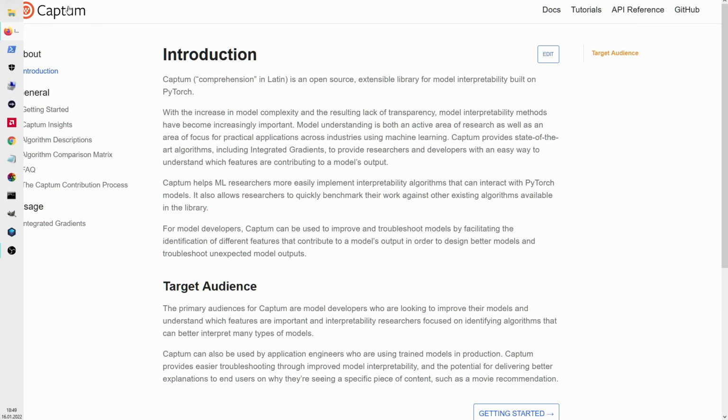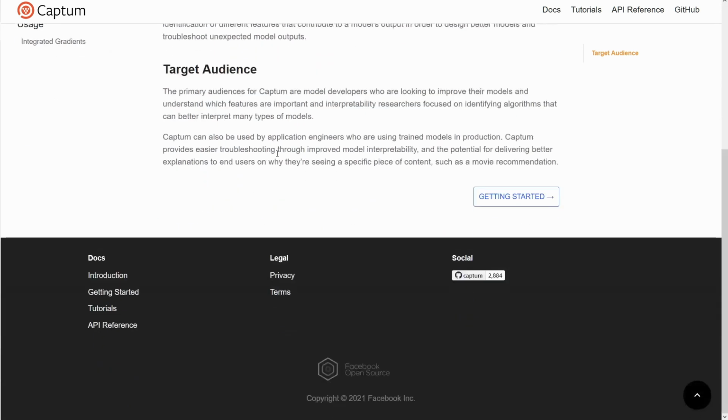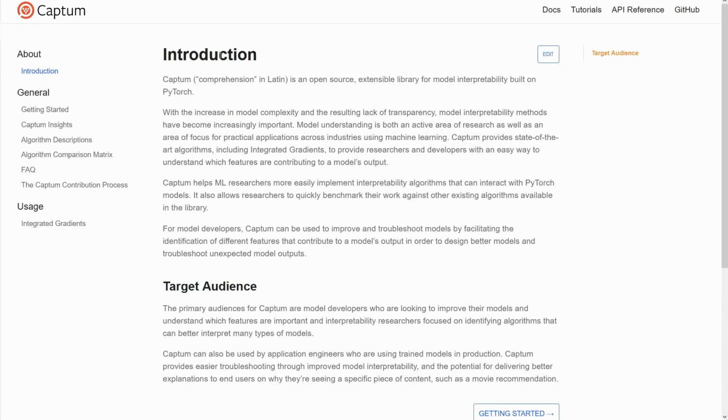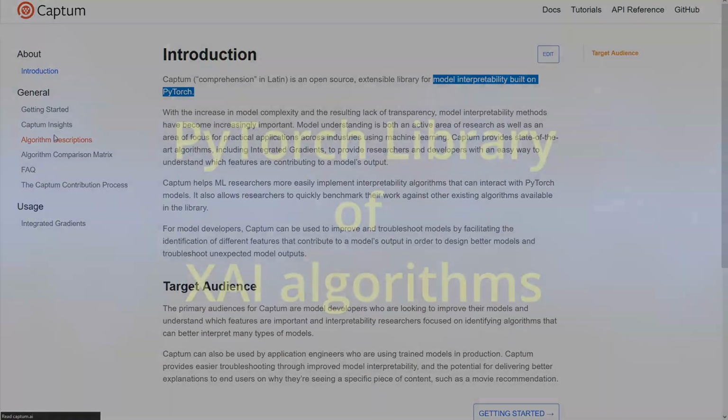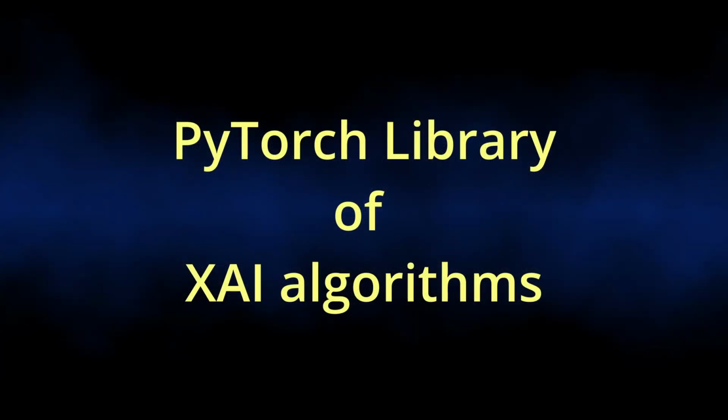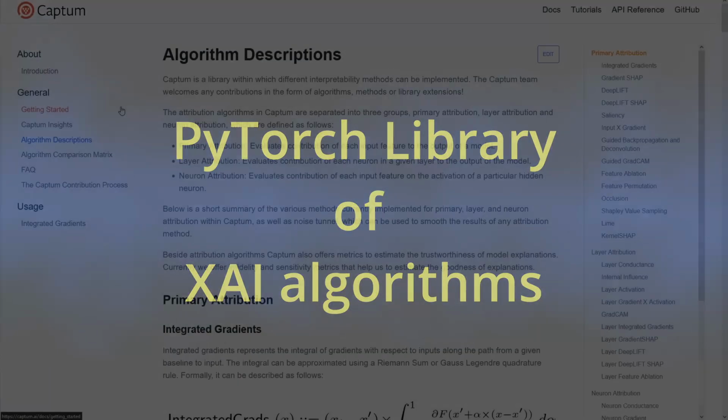And I found this resource here, Captum. I suppose it is by Facebook Incorporated, yes. And it is a library now built on PyTorch. Last videos, TensorFlow, now we switch to PyTorch. And what is nice, if you have a look at this, is that you have a description of the algorithms provided.